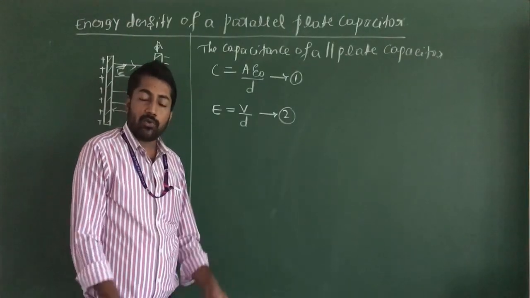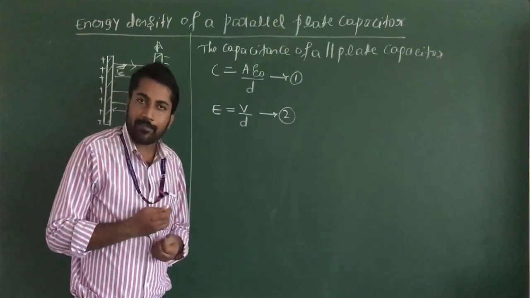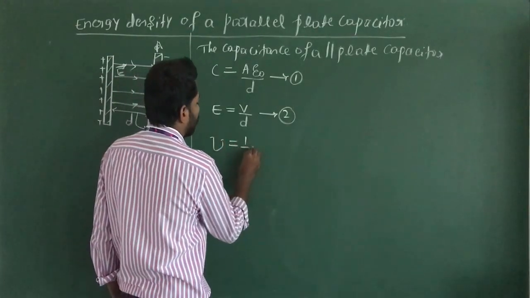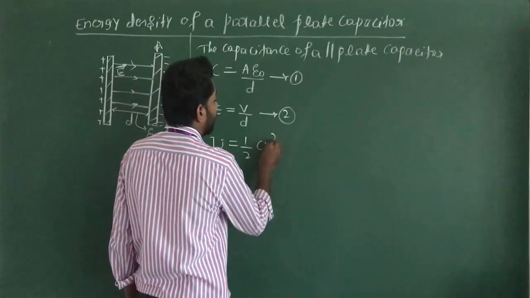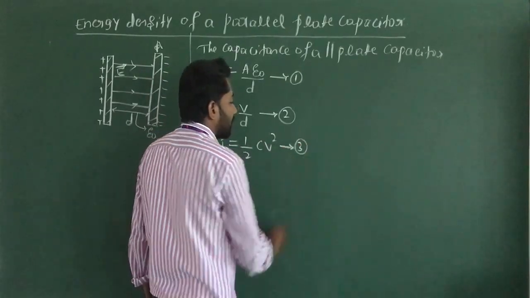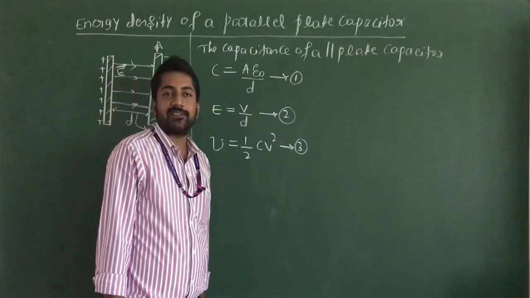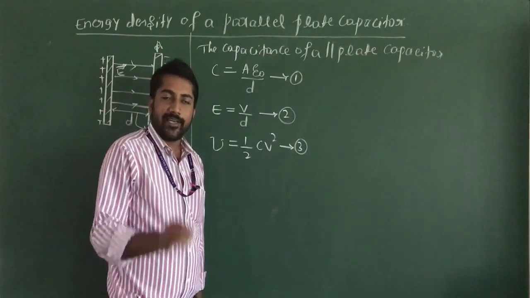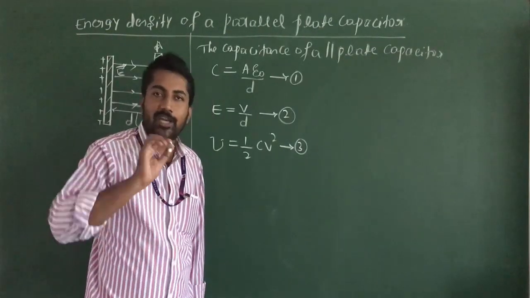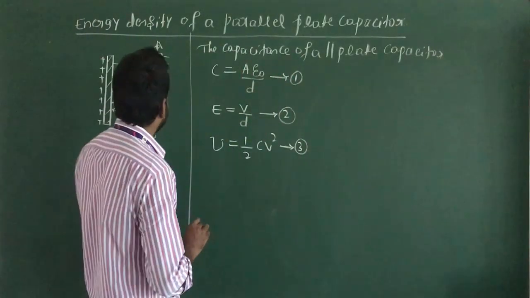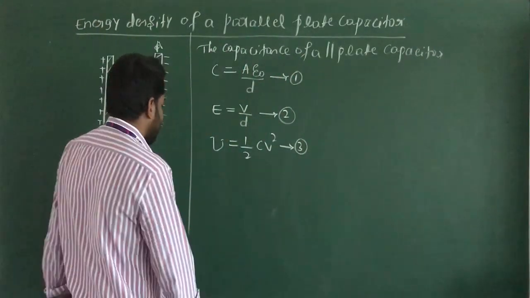And also we know the formula for energy stored in the capacitor, that is U is equal to 1 divided by 2 into C into V square. This is equation number 3. But what value do we need? Energy stored per unit volume of the capacitor. The energy stored per unit volume of the capacitor is called energy density.